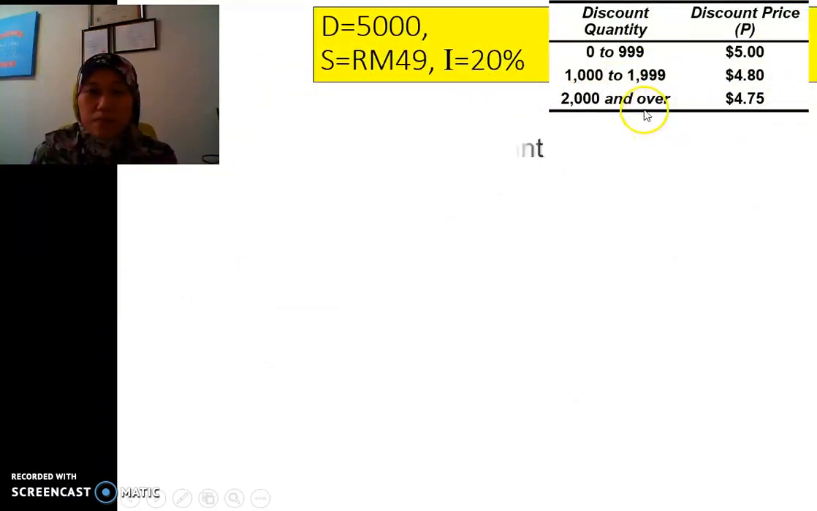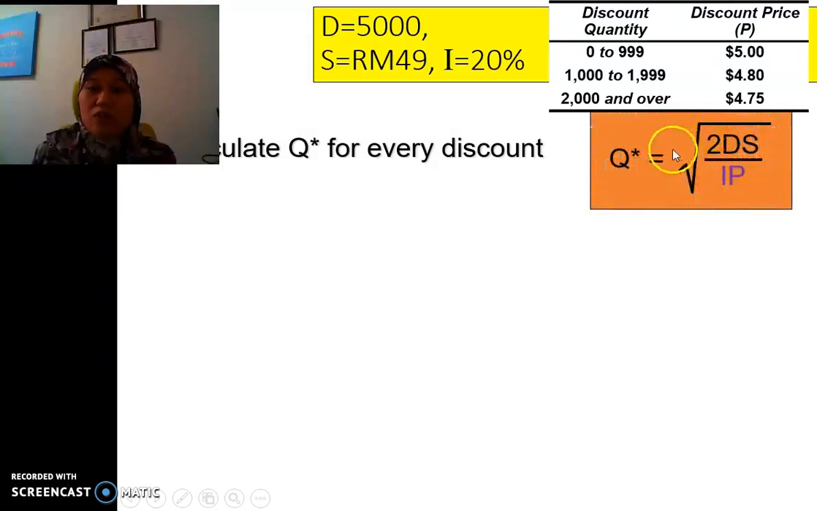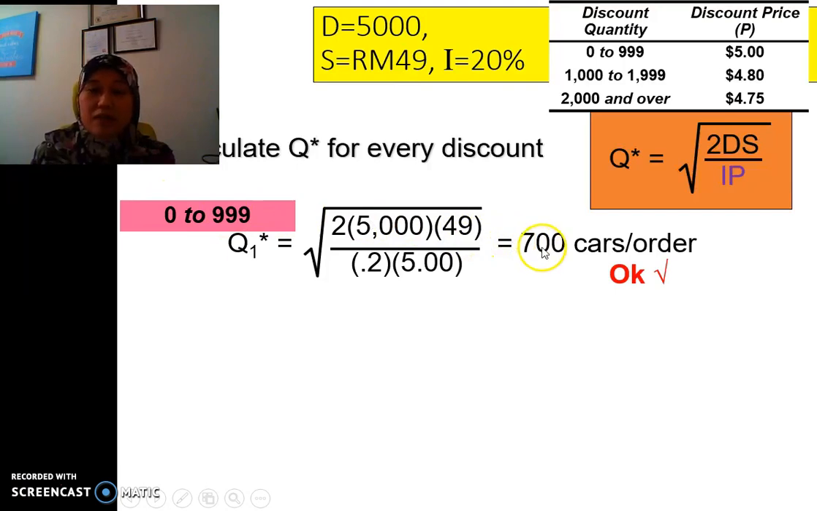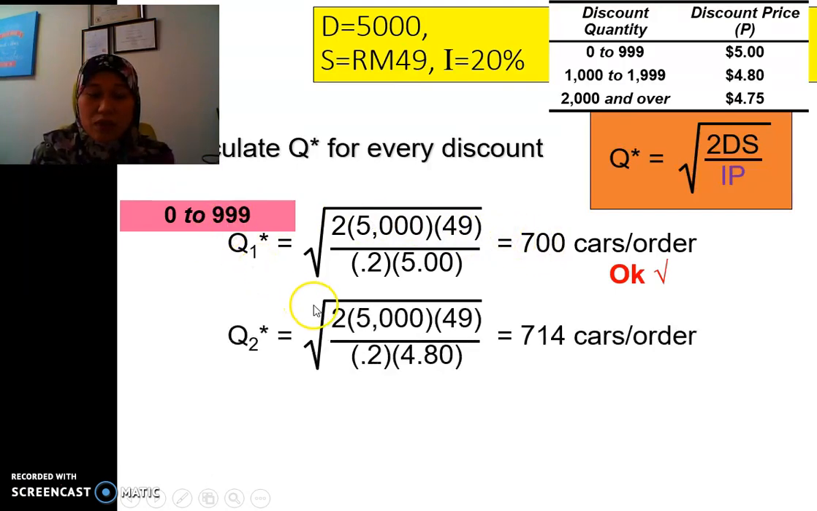This is the table. And we need to calculate for every discount since H is different. So we have different values of H. Okay, so the formula that we need to use for the optimal Q has I, which is the percentage, and P is the price. Okay, for the first price of 5 ringgit, our optimal Q is 700. And then we test with the order size range 0 to 99, and yes, we can buy at 700.